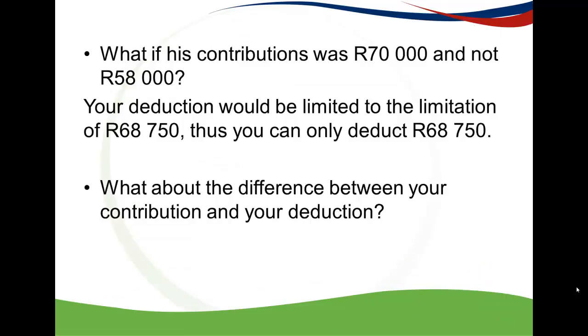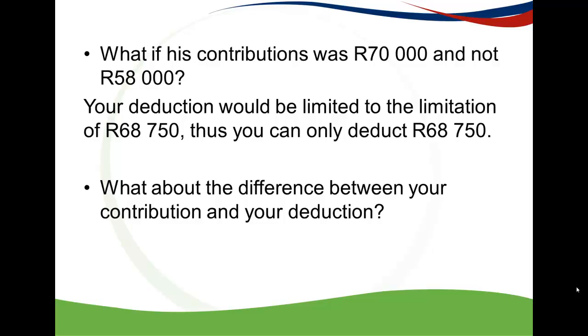What if the contributions were 70,000 Rand and not 58,000 Rand? Then your deduction would be limited to the limitation of 68,750, and you could only deduct 68,750 because your contributions is more than your limitation. Remember, a general rule is that you can only deduct as much as you contributed. So if your contributions is less than your limit, then you would deduct your full contributions. However, if your contributions is more than your limit, you can only go and deduct your limit.